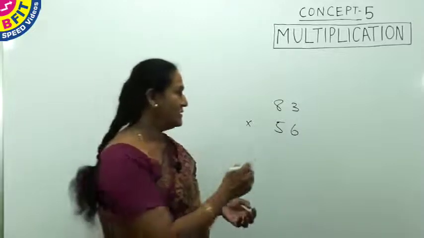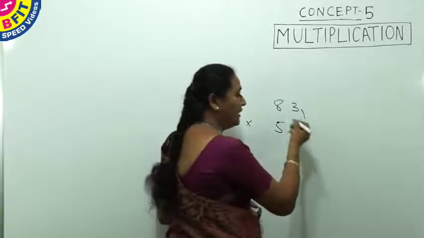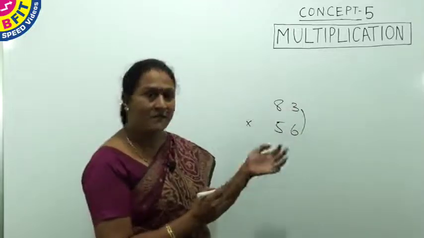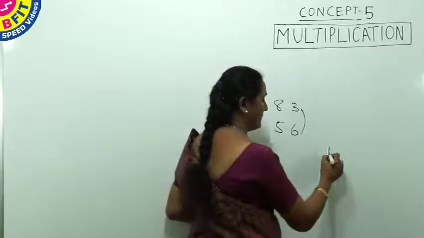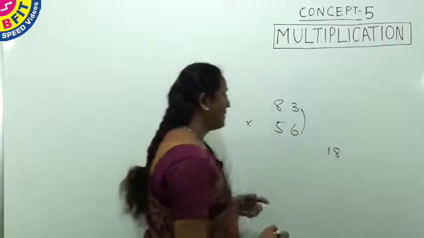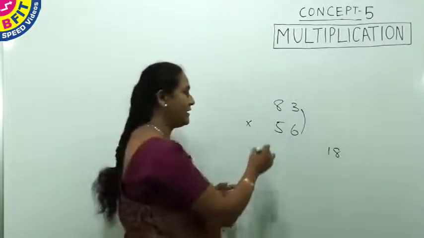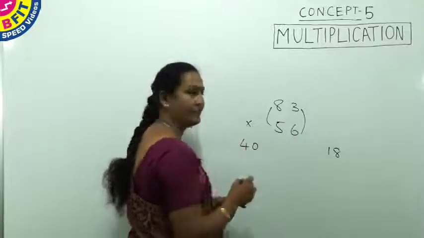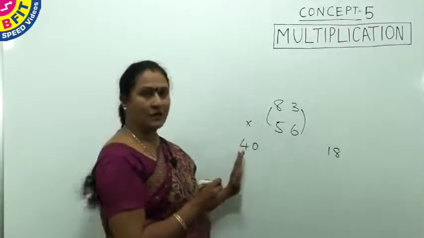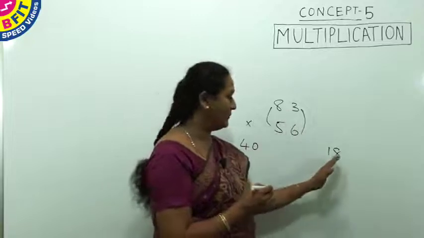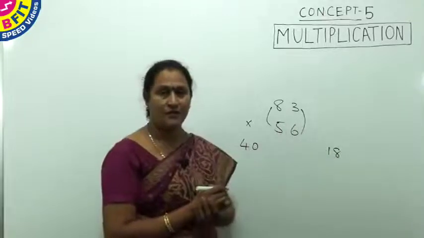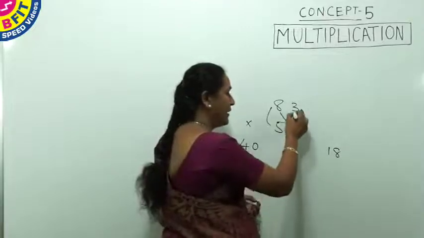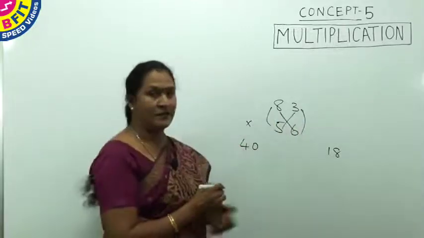For this, find the product of the last column. So what is the product of 6 and 3? 6 into 3 is 18. And what is the product of 8 and 5? It is 40. So the product of the first column and the product of the last column, you write on both ends. In the middle, the sum of the extreme products is written.